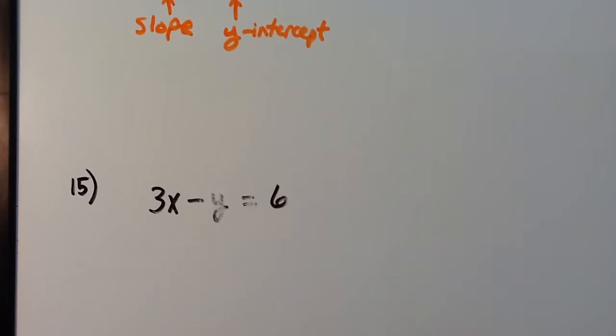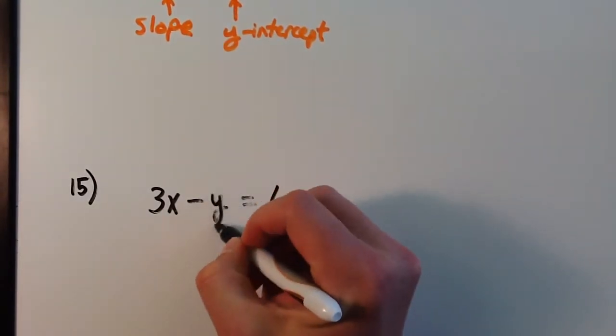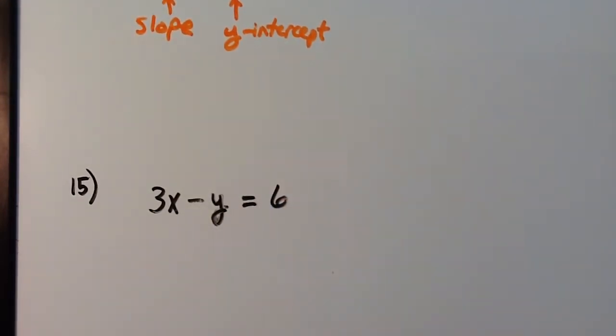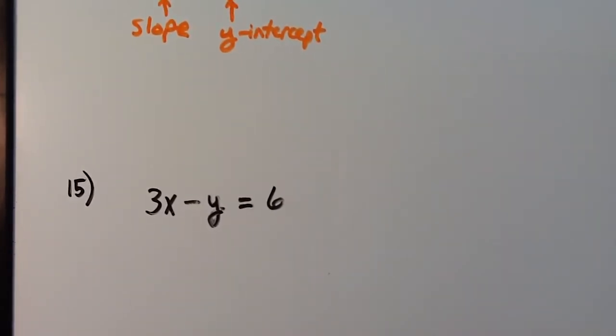The first equation we have is 3x minus y equals 6. Our goal is to rewrite this equation in slope-intercept form. So we need y on one side, everything else on the other. To do that, we're going to follow the same 5 steps to solve equations that we have been following.